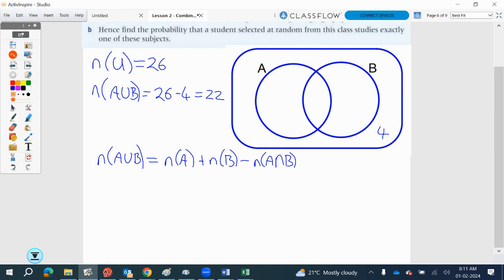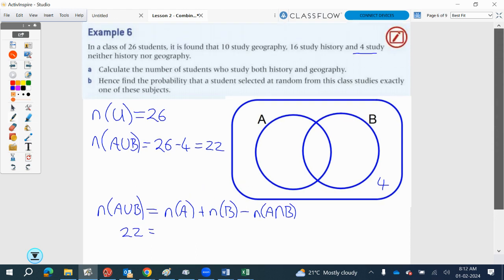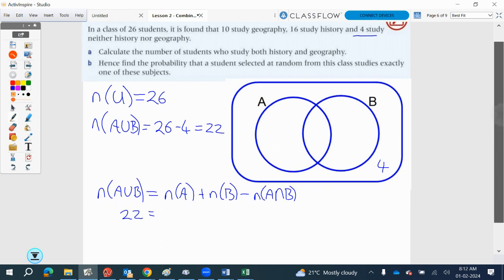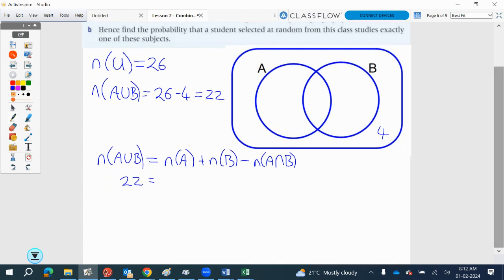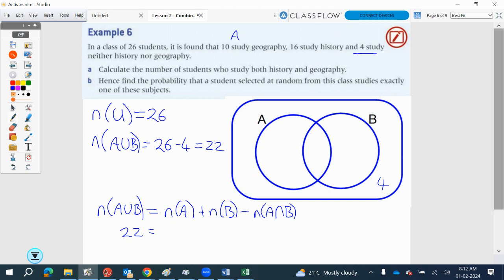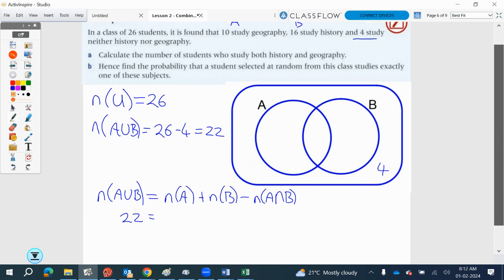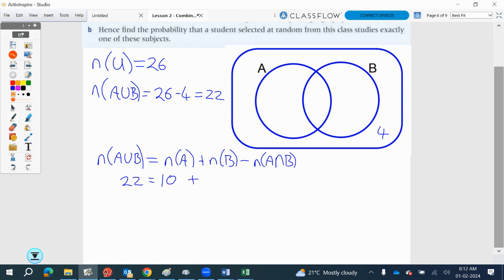How many are in the union of both sets? 22. How many are in A? A must be geography, yeah. This one's A, this one's B. So we've got 10 here. And how many in geography history? 16. So how many have to be in the intersection? 4.